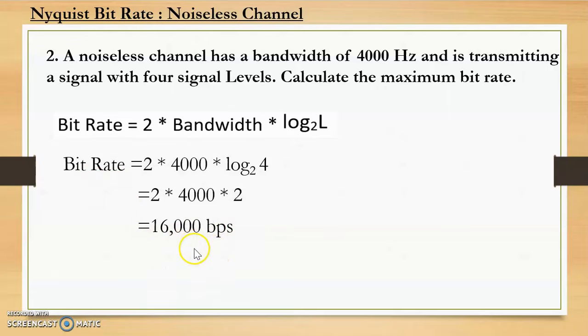So if we compare this problem to the previous problem which we had just solved, we can see that as we increase the number of levels, the bit rate will also increase. In the previous example, the number of levels was 2 and the bit rate was 8000, but over here the number of levels is 4 and we are getting the bit rate as 16,000.